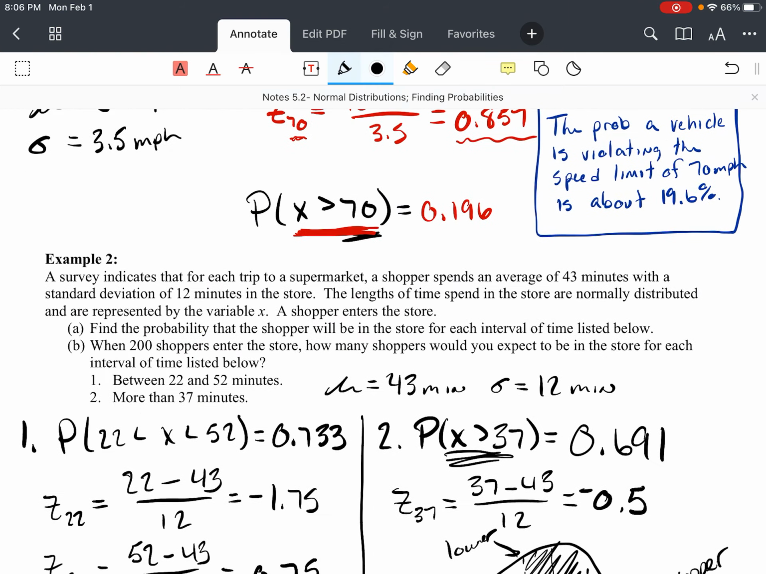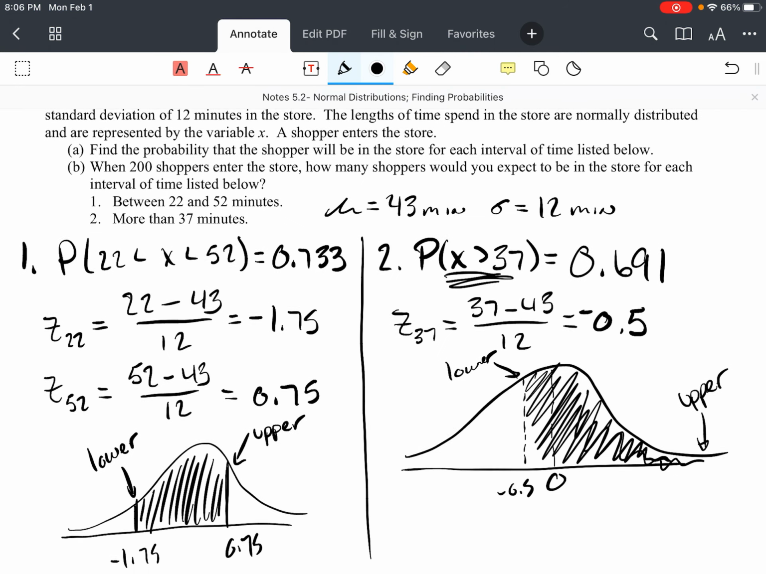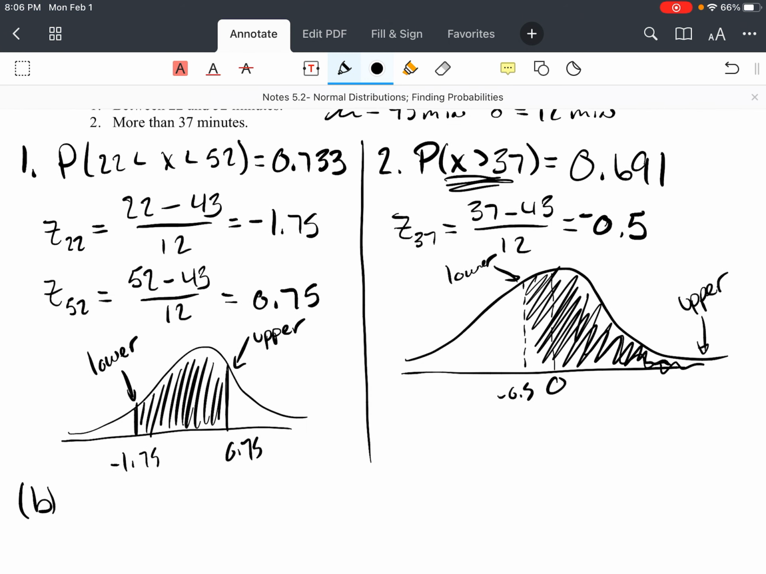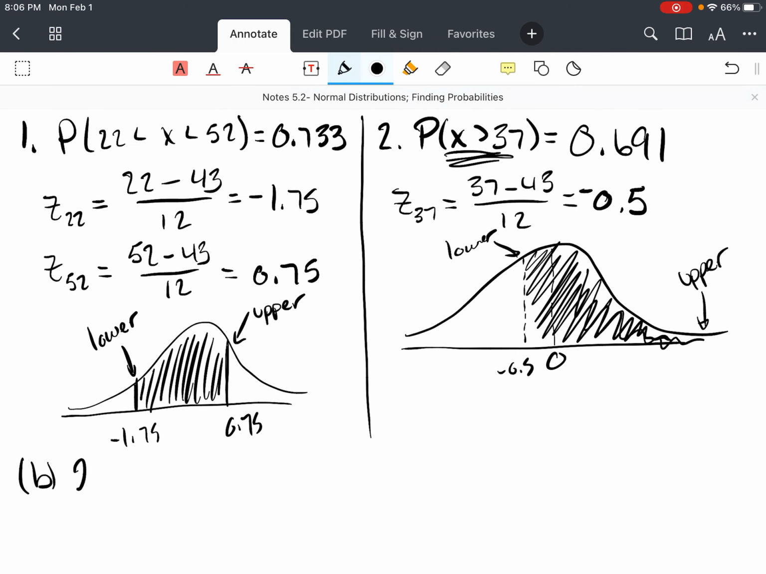Now, looking at part B. Part B says, when 200 shoppers enter the store, how many of those shoppers would you expect to be in the store for each of the intervals of the times listed? So 200 shoppers enter the store. If there's a 73% chance that they'll stay between 22 and 52 minutes, we're simply going to multiply 200 by 0.733 and see what we get. When we round up, we get approximately 147 customers.